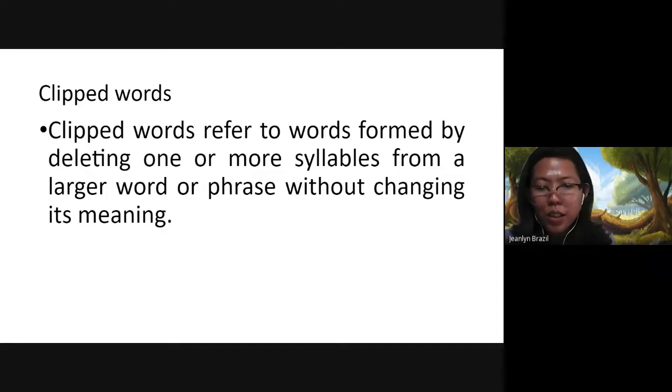Okay, thank you, Hilary. So, when we say clipped words, parang clinip mo siya. Kung nakakita na kayo ng clipped paper, yung clip na pang-clip sa mga papel, it's like that. Pero dito, paano ba ginagawa yung clipped words? So, it refers to the words formed by deleting. When we say delete, inaalis. We remove one or more syllables from a larger word or phrase without changing its meaning. So, ibig sabihin, magde-delete ka dito ng isa o higit pang syllables mula sa malaking words or phrase, pero hindi magbabago ang kahulugan ng meaning na ito.